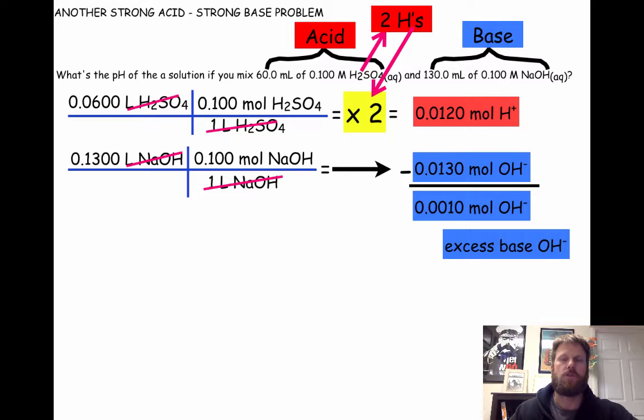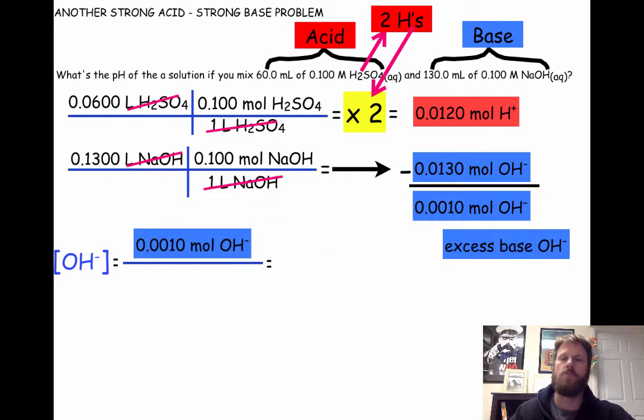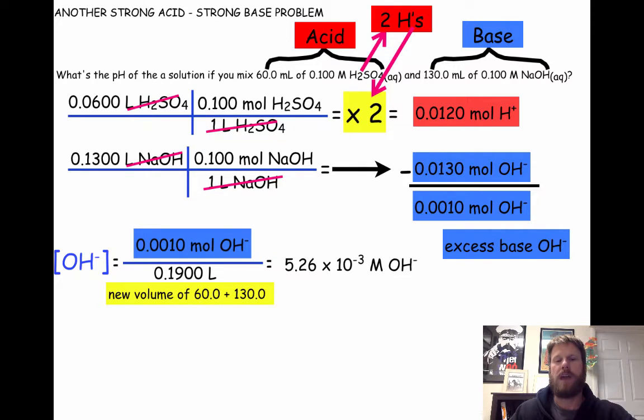So now I need to determine the concentration of OH minus after I've mixed these two solutions together. So I need to take those moles of OH minus and I have to divide by the total volume of the solution. So 60 milliliters plus 130 milliliters is 190 milliliters, or 0.190 liters. That gives me an OH minus concentration of 5.26 times 10 to the negative third. So now I just have to work to get to the pH.